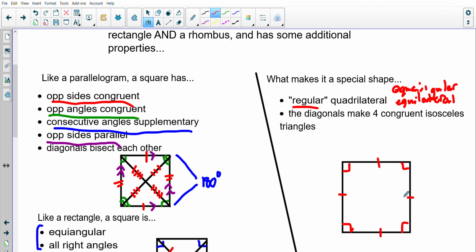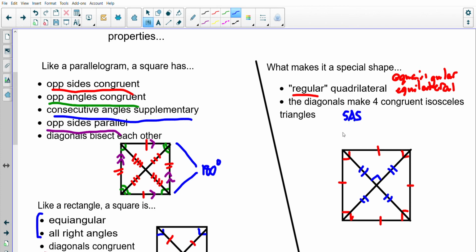The diagonals make 4 congruent isosceles triangles. So here we go. The diagonals are going to be congruent, and perpendicular bisectors of each other. Here's how I'll mark that. Maybe I'll use blue for this one. So here's the perpendicular part. Here's the isosceles part. And again, these are congruent triangles, so we could put side angle side again.